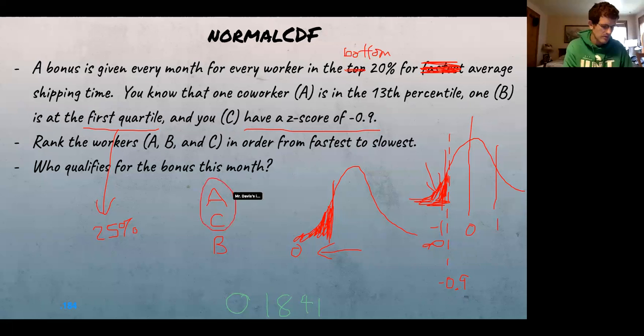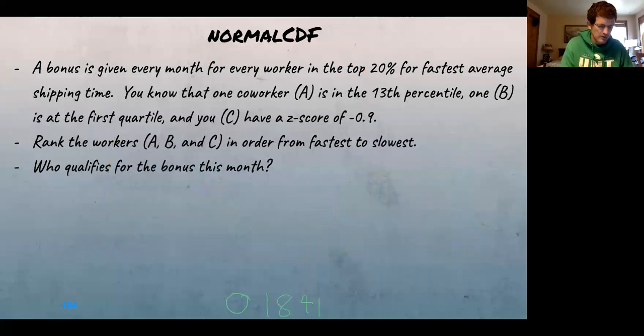Okay, it's a weird kind of conceptual question. Notice we didn't have to calculate a z-score. The first two were kind of already given to us, 13th and 25th. We just needed to figure out what it was for a z-score of negative 0.9. Okay, a few more questions, and we might just introduce inverse norm today, but we'll spend tomorrow focusing on that.